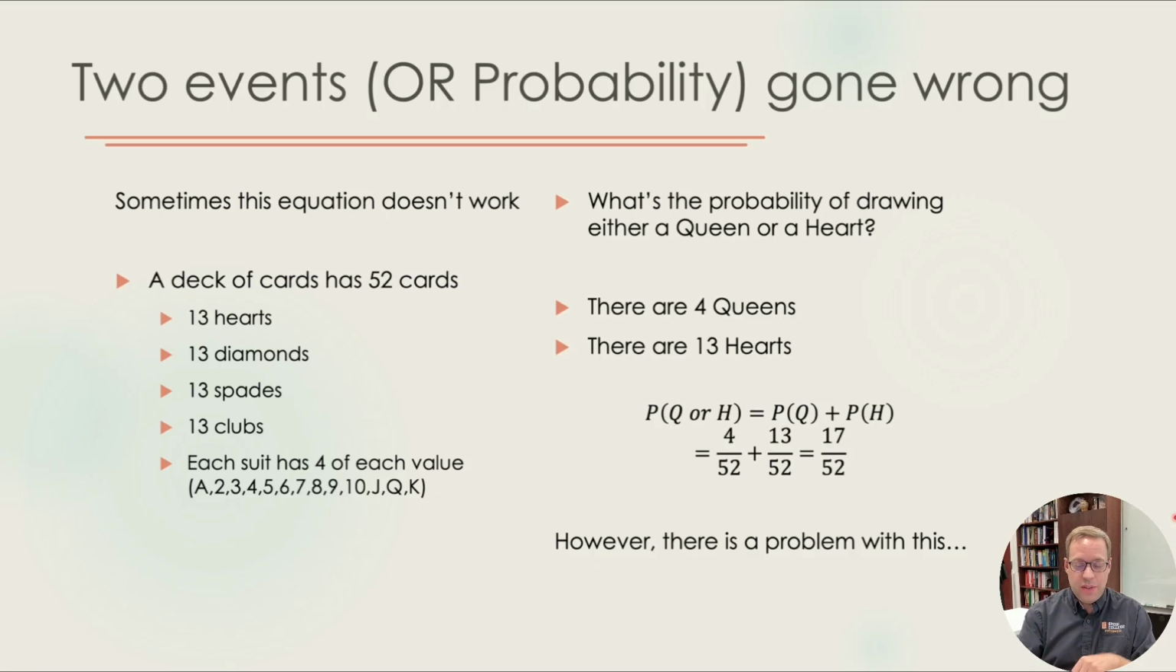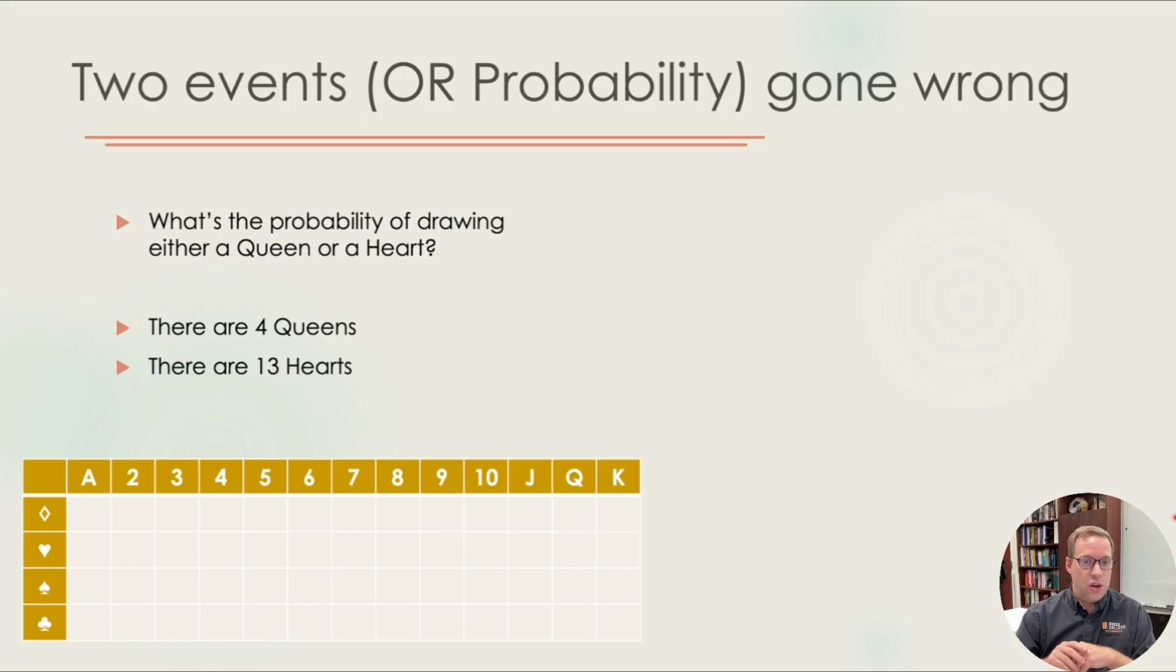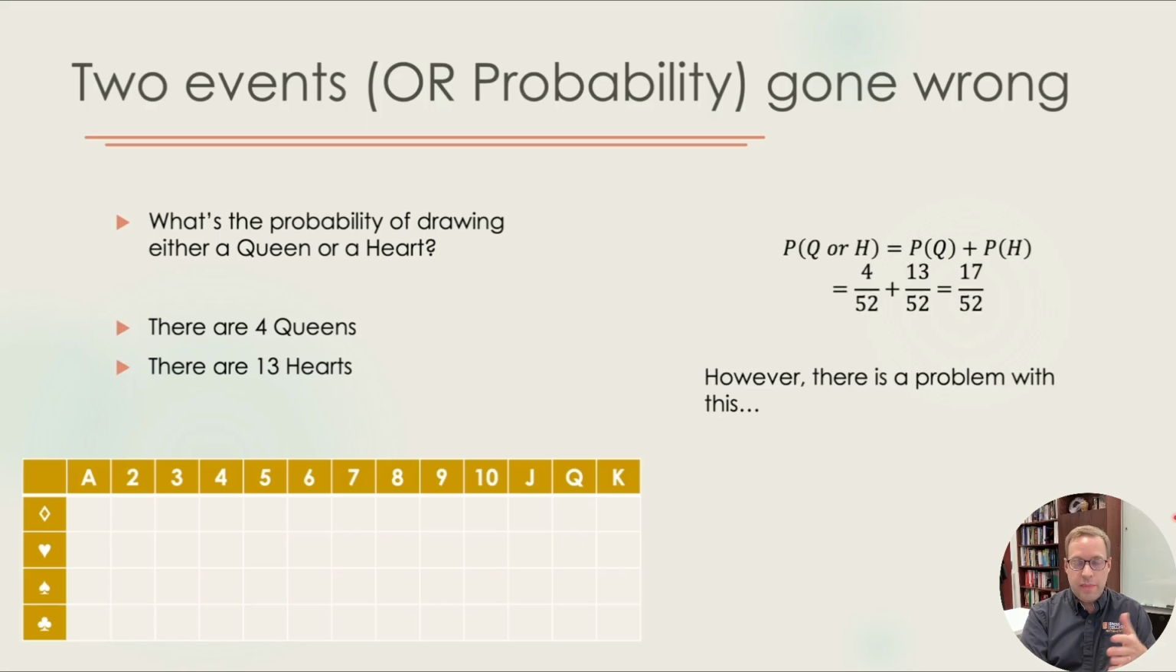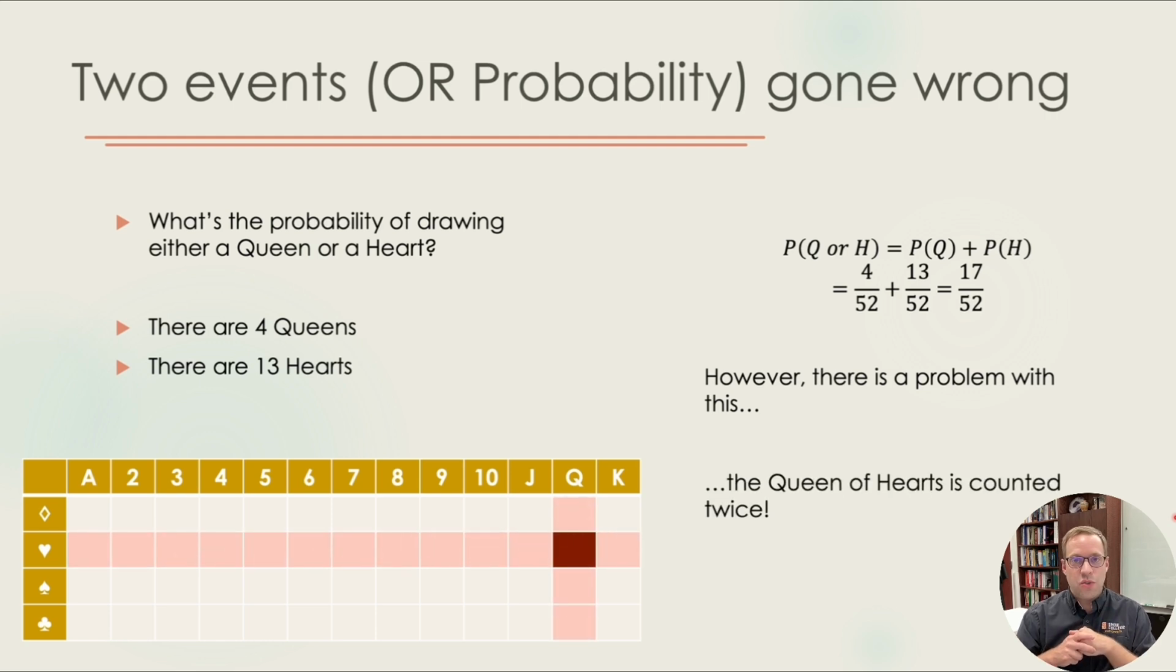Why? Well, here's the problem. Okay, so we have 4 queens, 13 hearts, and going through the math that we had before. Here's the problem. If we highlight all the cards that are hearts and all the cards that are queens, notice that there's 1 card, the Queen of Hearts, that got counted twice. It was counted as a queen, so it was counted in this group, and it was counted a second time as a heart. So what do we do? Well, we counted it twice. How about we uncount it once, meaning we subtract it out?